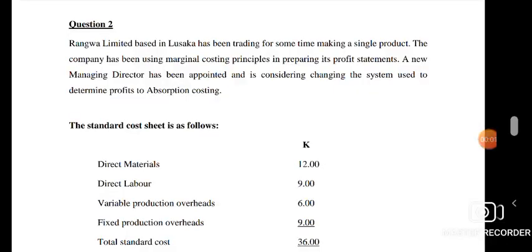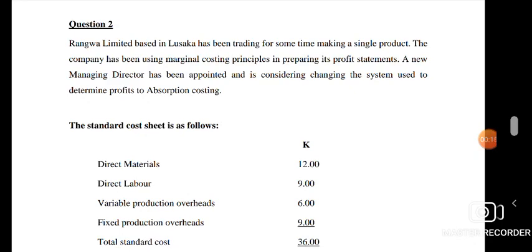This is on marginal costing principles and absorption, and let's see how best we can apply those principles, and also the aspect of reconciliation of those profits that come from marginal and absorption.